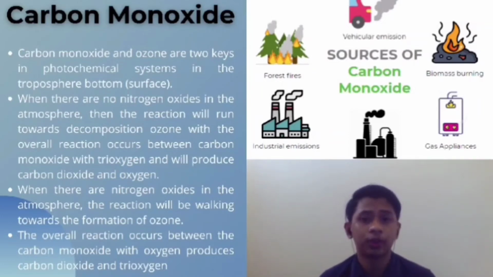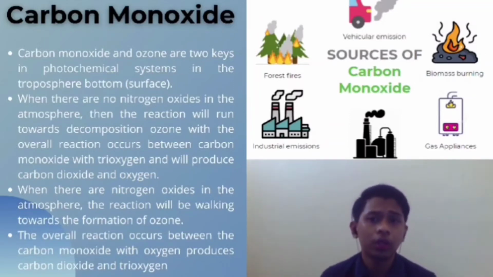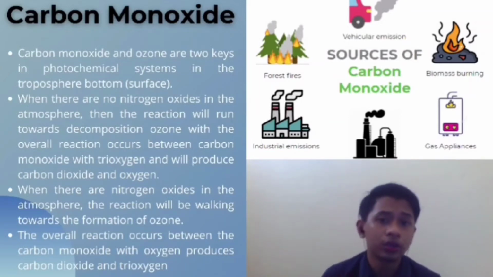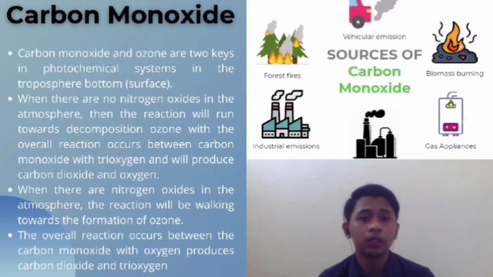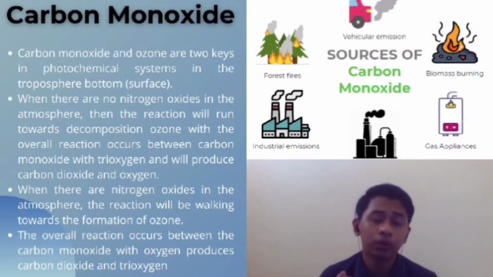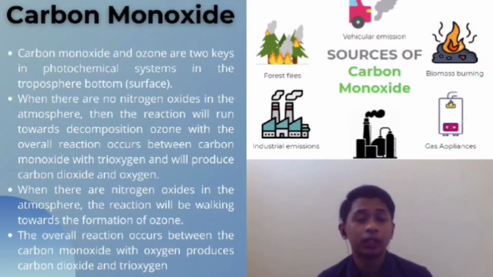When there is no nitrogen oxide in the atmosphere, the reaction will run toward the decomposition of ozone, with the overall reaction occurring between the carbon monoxide with oxygen and producing carbon dioxide and oxygen. When there is nitrogen oxide in the atmosphere, the reaction will work toward the formation of ozone, and this causes the ozone concentration at the surface to increase. Then the overall reaction occurs between the carbon monoxide with oxygen and will produce carbon dioxide and trioxygen. Based on the reaction, it can be expected that the increase in carbon monoxide concentration on the surface caused by anthropogenic emission will increase the surface ozone concentration, which is polluted with the presence of the ozone precursor, especially nitrogen oxide.